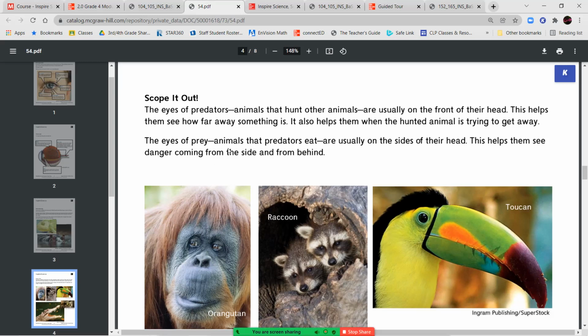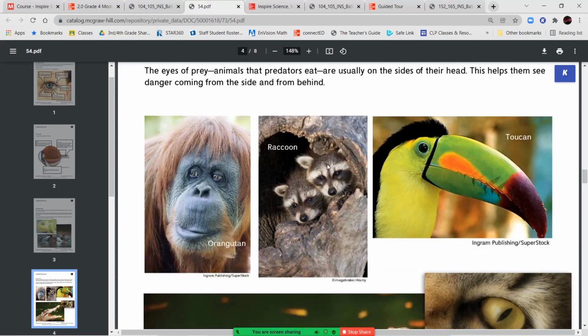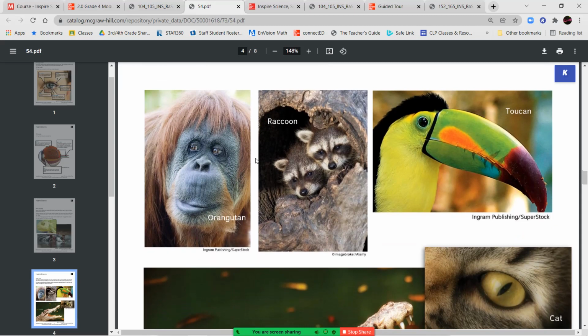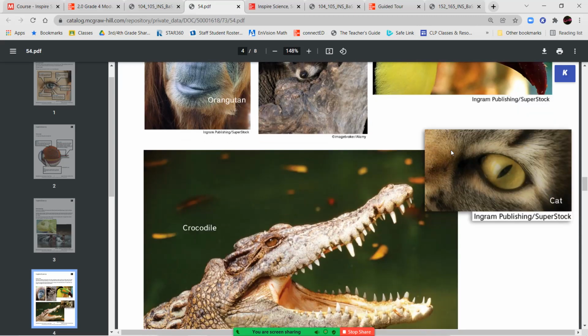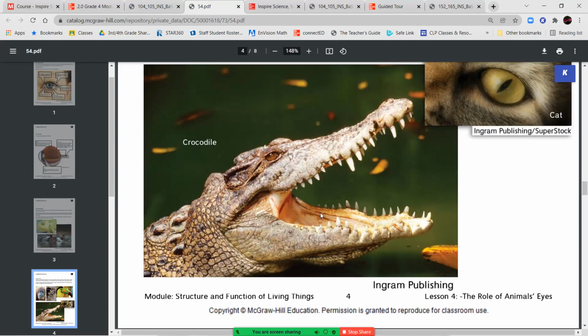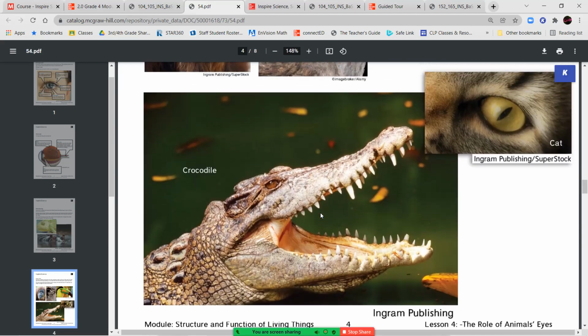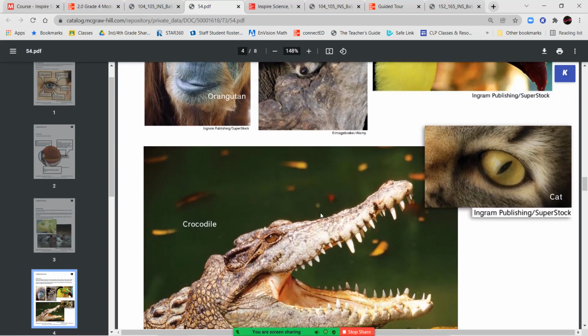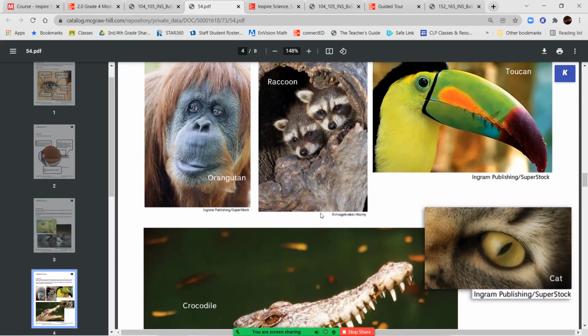The eyes of prey. Prey are animals that predators eat. Their eyes are usually on the sides of their head, and this helps them to see danger coming from the sides and from behind. So here we have an orangutan. We have raccoons, a toucan, a cat, and a crocodile. So take a look at how their eyes look different from one another.